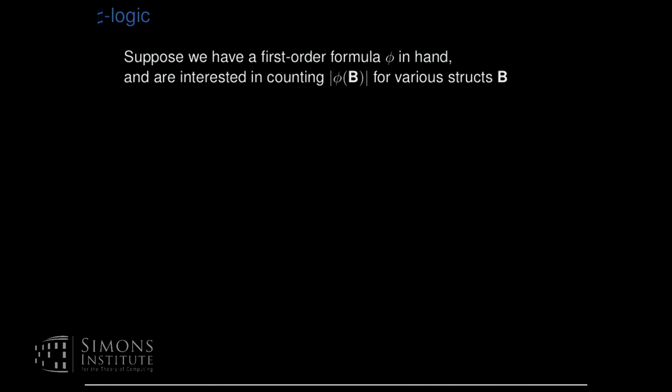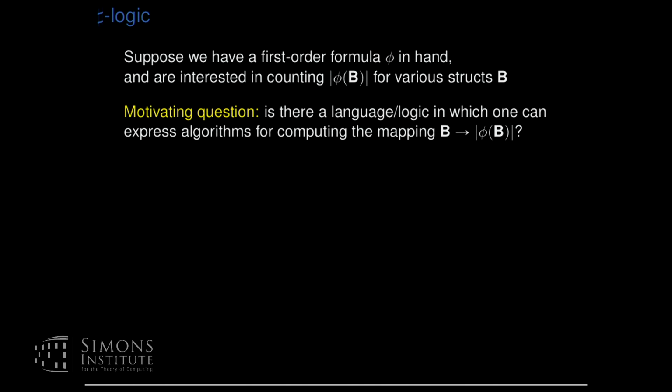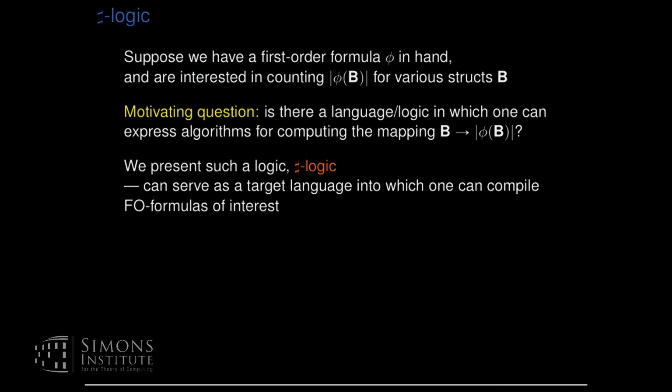Okay, so let's suppose that we have a first-order formula in our hands, and we're interested in counting the number of answers over maybe various databases or structures B. The motivating question for this talk, which I'll elaborate on as we go, is whether or not there's a good language or logic in which we could express useful algorithms for computing the mapping which takes us from a structure to the number of answers for this first-order formula of interest. And in this talk, we present such a logic, which we call sharp logic.